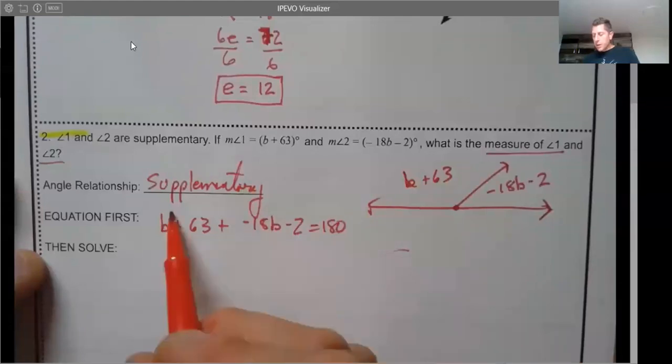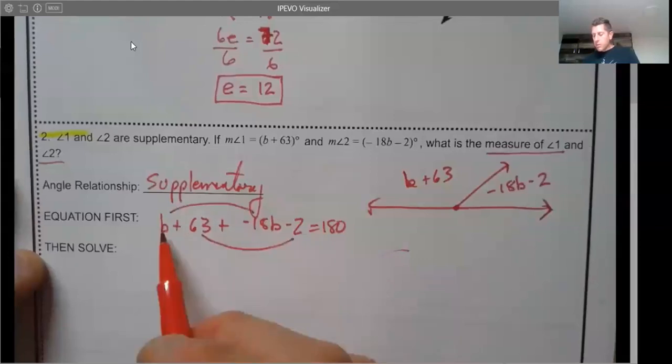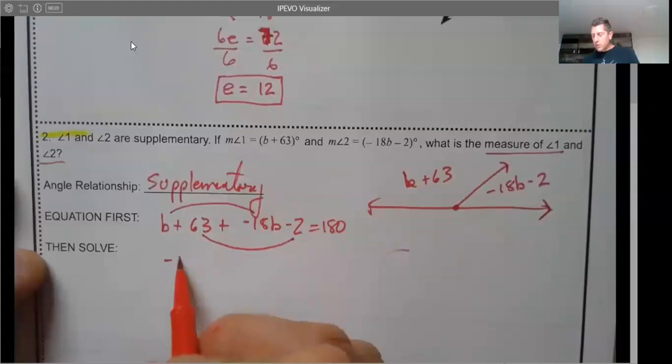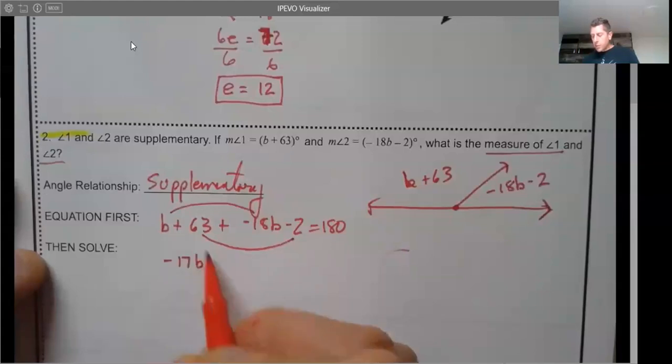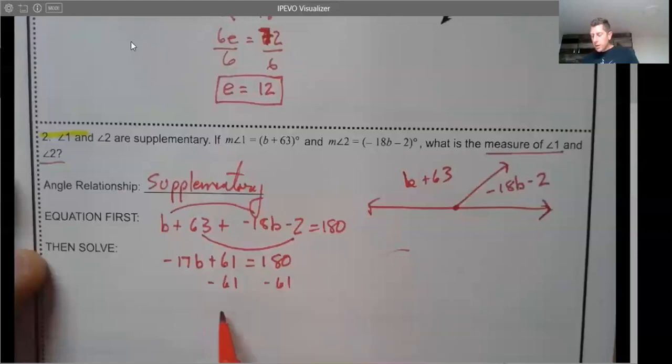All right, let's combine our like terms, our numbers and our variables. b minus 18b is going to give me a negative 17b, plus 63 minus 2 is going to give me a plus 61 equals 180. Now we subtract 61 and we get negative 17b equals 119.